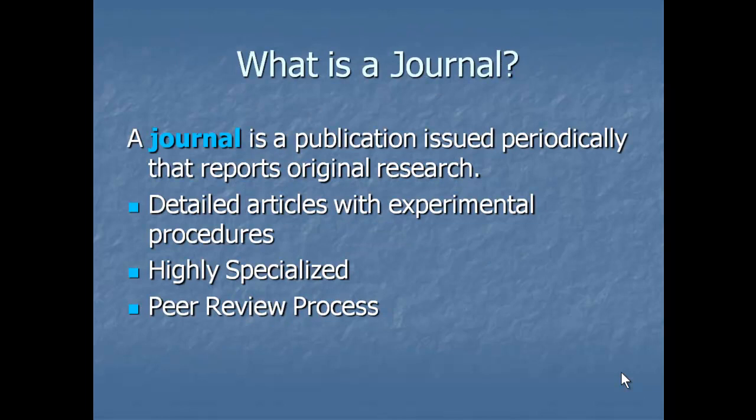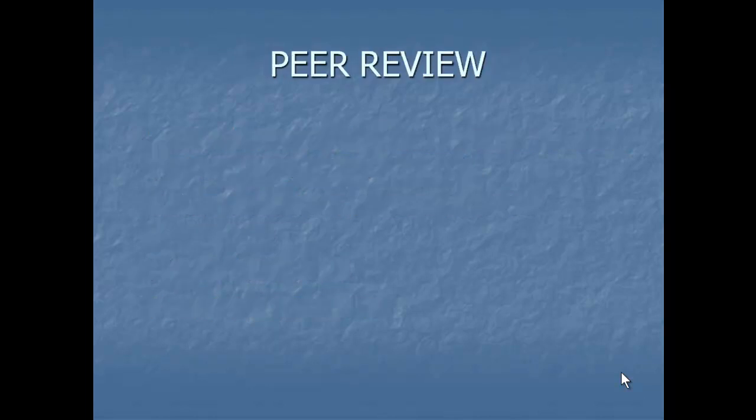Okay, what is a journal? A journal is a publication issued periodically that reports original research. Periodically could be weekly, monthly, or quarterly. There are very detailed articles with experimental procedures. They're highly specialized, and the articles must undergo the peer review process, and I'm going to discuss that in detail right now. It's a very important concept. Perhaps it was discussed in earlier courses that you've taken at NJIT.